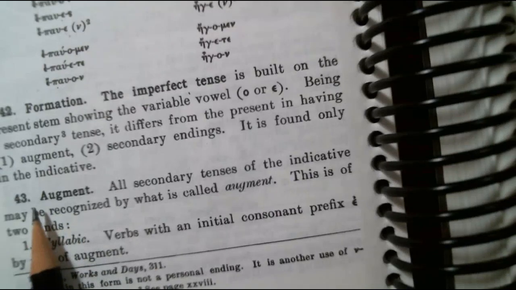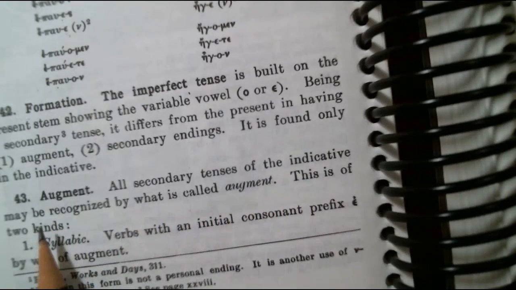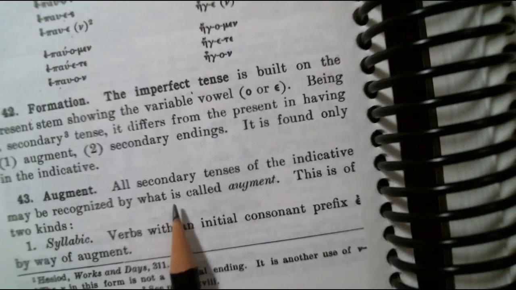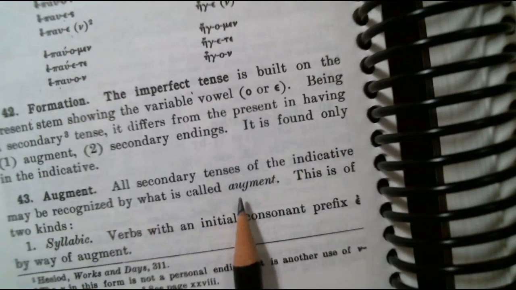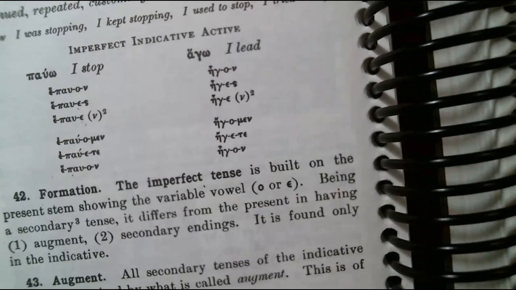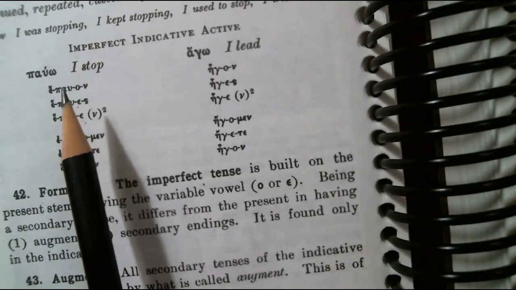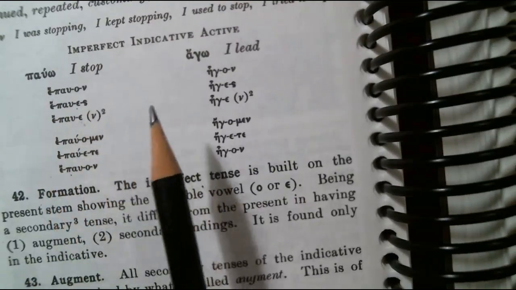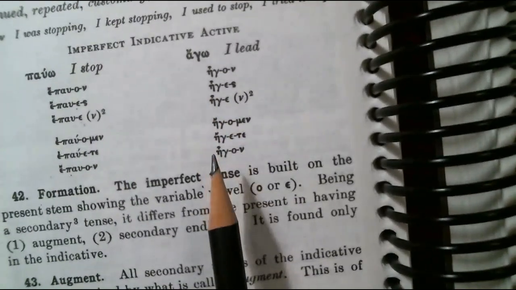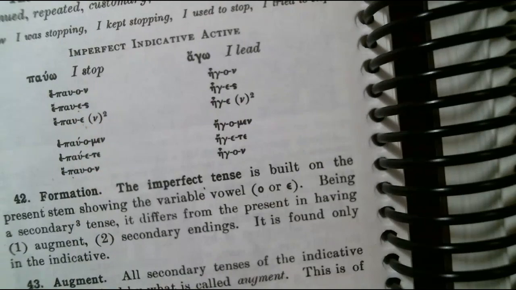Okay, augment, number 43, paragraph 43. All secondary tenses of the indicative may be recognized by what is called augment. So you're reading along in Greek, you come across this word, you're pretty sure it's a verb, and you wonder how do we translate this verb? What tense is it? The augment is going to be the giveaway. The addition of that epsilon on the front will tell you that it's imperfect, joined with these endings here.